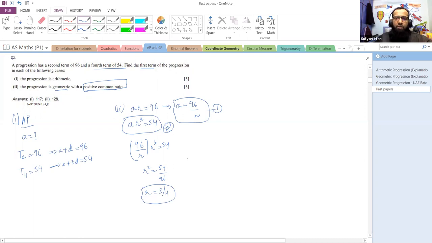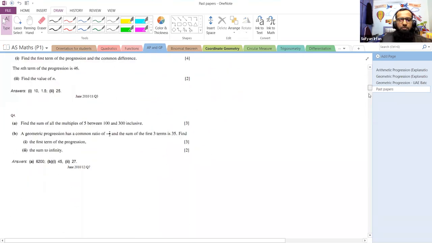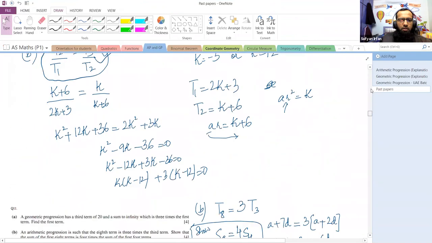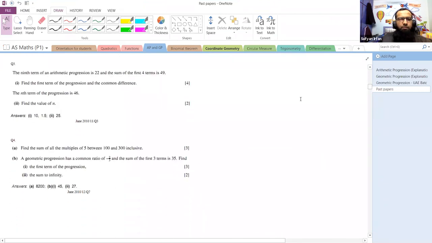Once the common ratio is obtained, we can substitute in equation number 1 to find the first term: 96 upon 3/4, which in this case would be 128. Right? We are done with question number 2 as well. Are we clear with it? Take a screenshot so that we can move forward. Let's not get confused. Let's focus on the third question.